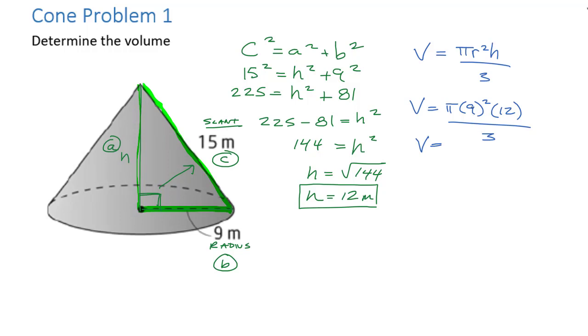All right, so don't forget when you square the 9, it's going to be 81, right? So you got to square that. It's 81. Times it by pi, times it by 12, divided by 3. And you get approximately 1,017.9 meters cubed for our final answer.